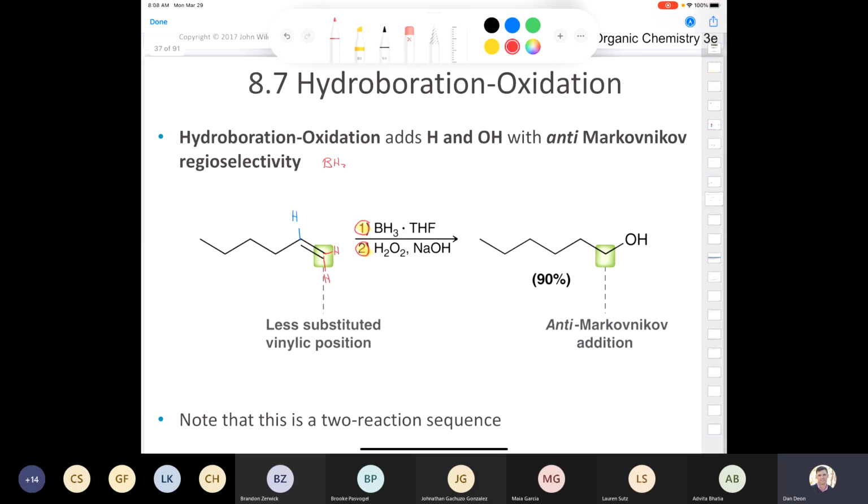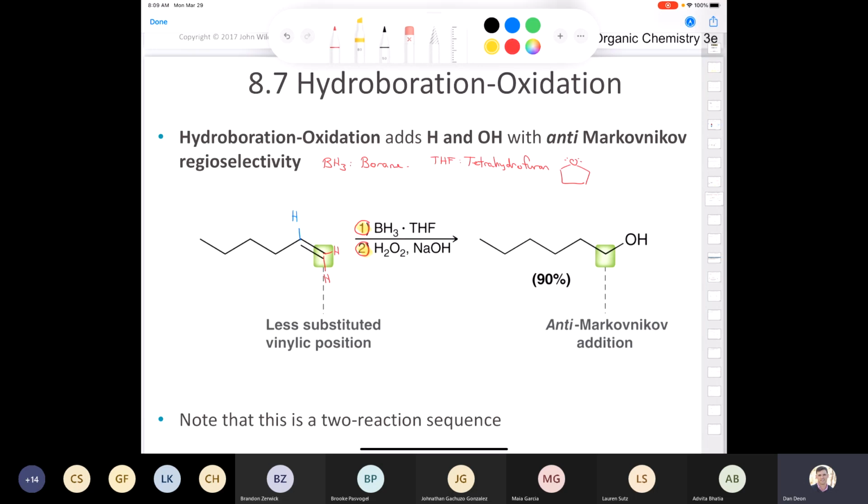Now you might be wondering, what is all this? Well, BH3 is a compound you might have seen in general chemistry. It's called borane. Maybe yes, maybe no. You might have seen it when you were learning molecular geometry, and said it's trigonal planar, something like that. But BH3 is borane, and THF is tetrahydrofuran. And tetrahydrofuran is this: a cyclic compound that has an oxygen in the ring like this. Tetrahydrofuran is one of the most commonly used solvents in organic chemistry. It's used a lot.